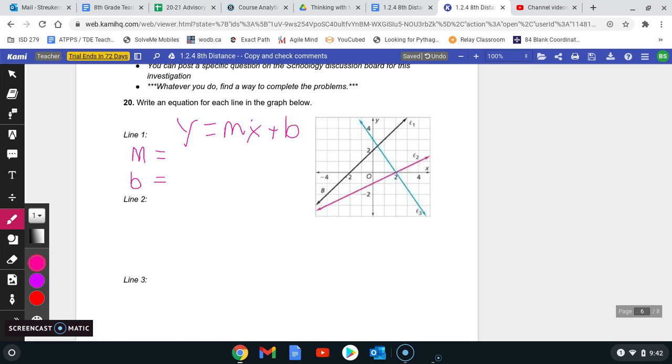Remember the m, that's the rise over the run, and the b is our y-intercept, so where the line crosses the y-axis. Same thing for line 2, and the same thing for line 3. We're finding the m and the b, and we're using y equals mx plus b. Line 2 is this one right here, and line 3 is the one that's going down. So find an equation for each of those lines.